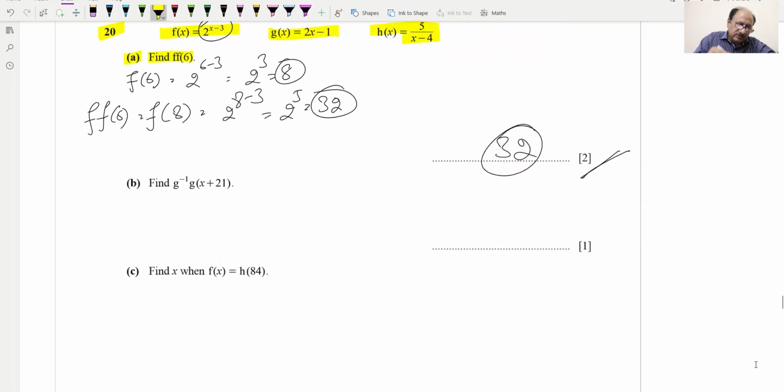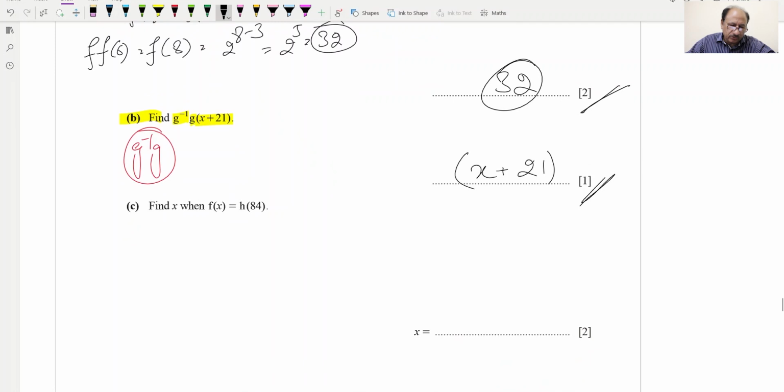Now the next question is g inverse of g of this, and we know that the inverse function g inverse and g, they are inverse of each other, so they are cancelling, and the answer will be x plus 21. This will be our final answer for 1 mark. So hopefully you understood this.